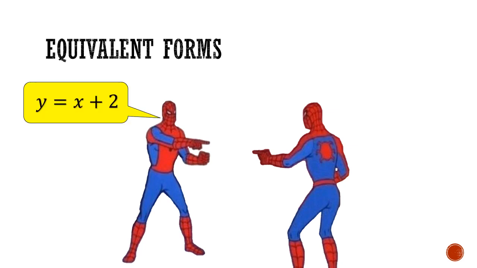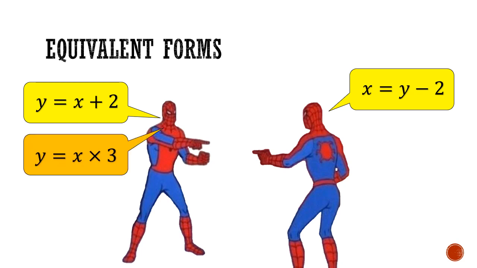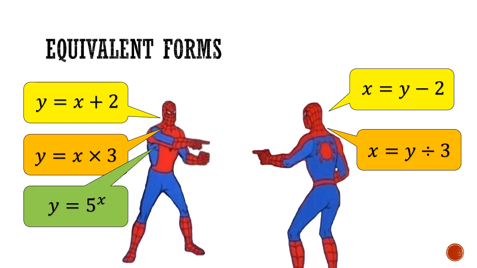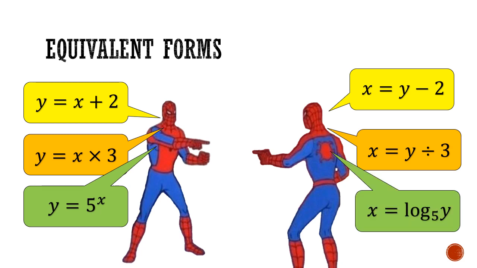Like instead of just writing y equals x plus 2, you could make x the subject and write x equals y minus 2. Instead of writing y equals x times 3, you could have also said that x equals y divided by 3. Now, instead of writing y equals 5 to the power of x, you can now say that x equals log base 5 of y. The only difference between the index form and the log form is who is the subject. Do you want x as the subject or do you want y as the subject?